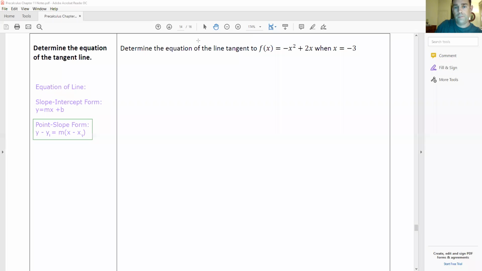This one doesn't. So the first thing we're going to do here is we're going to be asked to figure out the equation of the line tangent to f of x equals negative x squared plus 3 when x equals negative 3. So I guess the first thing I need to know is, well, what's the point that I'm going to be using? So if I plug negative 3 in here, I get negative 3 squared plus 2x.